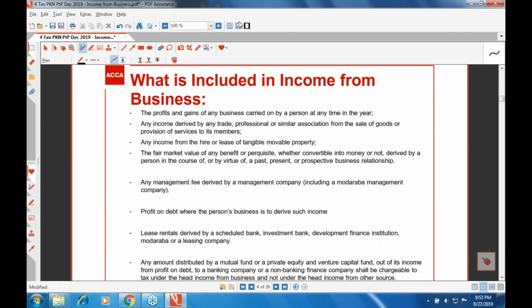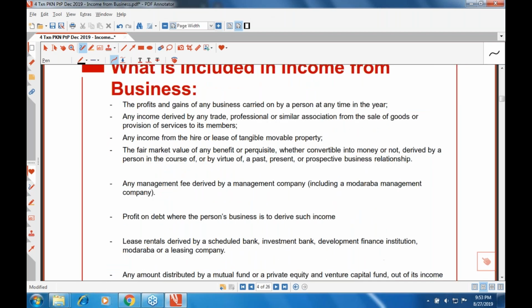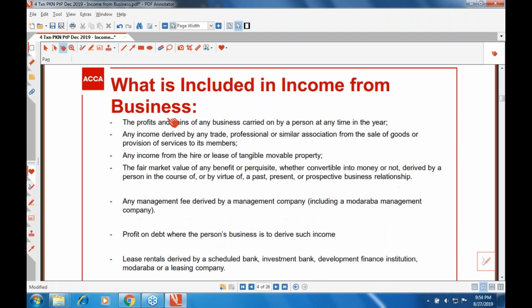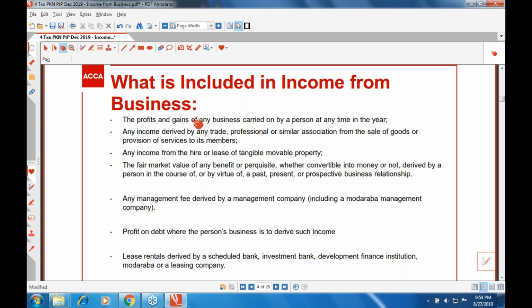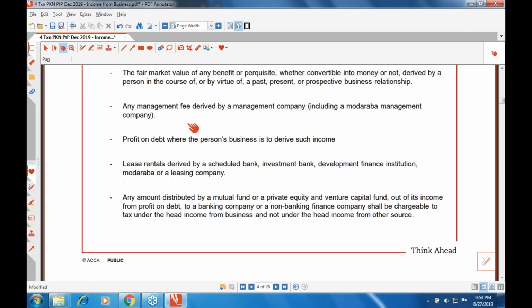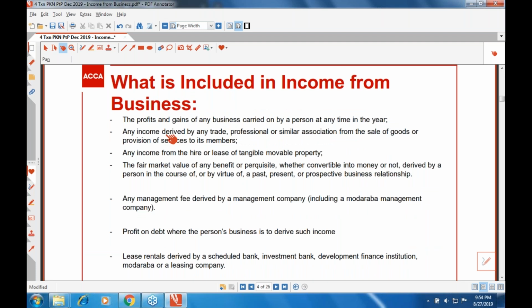We now need to discuss what is included in income from business. There are a few things which are actually referred to. Number one, it says profits and gains of any business carried on by a person at any time in a year. So at any time of a year, if you obtain any profits or gains, all of them are considered to be income from business.